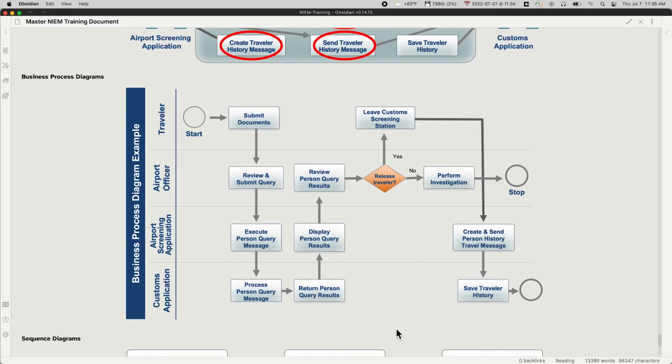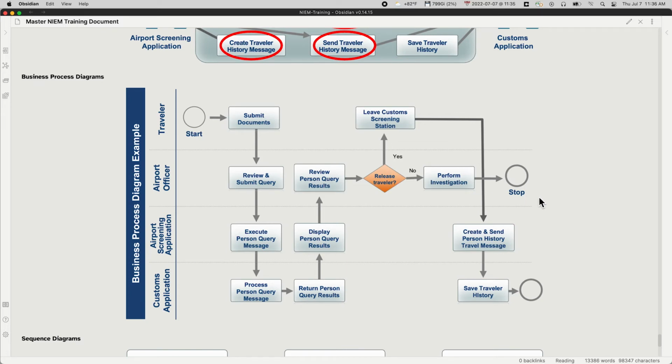If you want to go in a little deeper, there's a business process diagram. I always like business process diagrams. They have this thing called swim lanes. So each of the actors in the above diagram has their own swim lane, and you can follow along and see what each actor does and follow the path of the process through. There's a start circle on the left. The ones at the right are the endpoints, and there's a decision point in the middle, and you can just follow that along. The traveler submits documents to the officer, who sends off a query to a system, which sends off another query. The results come back, and the officer makes a decision, and then the person either leaves or else they get held for an investigation.